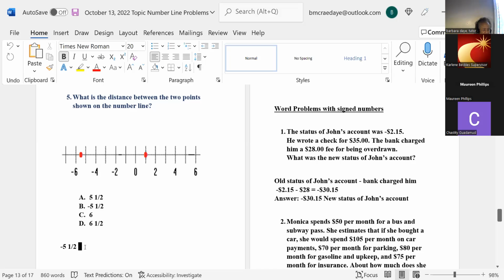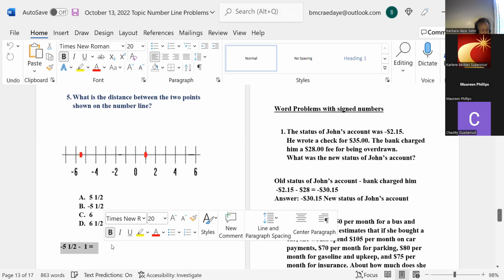So this will be -5.5. We'll say -1. Now what is that equal to, Maureen? 6.5. It's equal to what? -5.5 and a 1 is a 6.5. It's a -5.5 and a -1. What is that equal to?